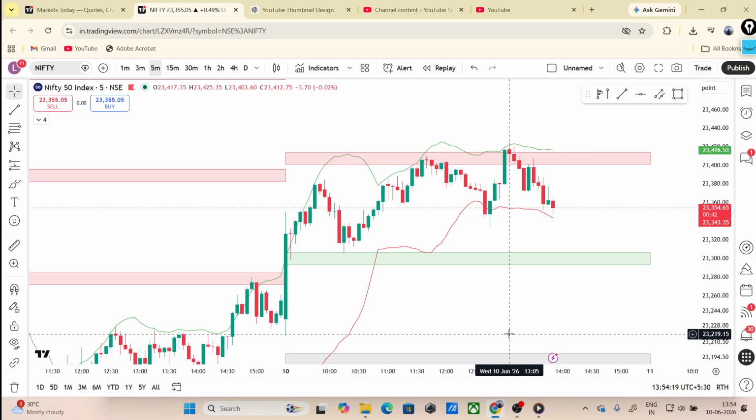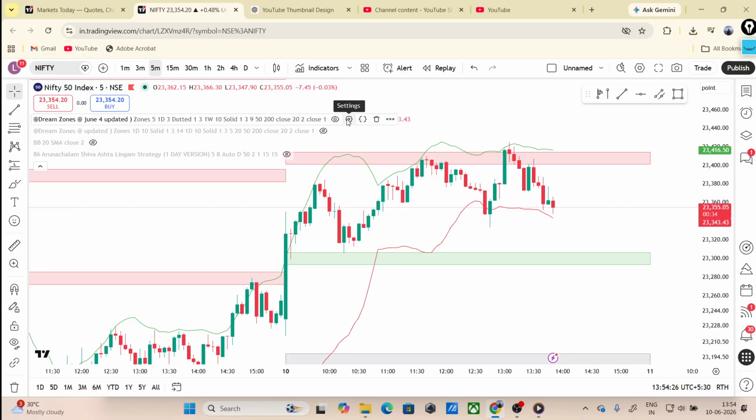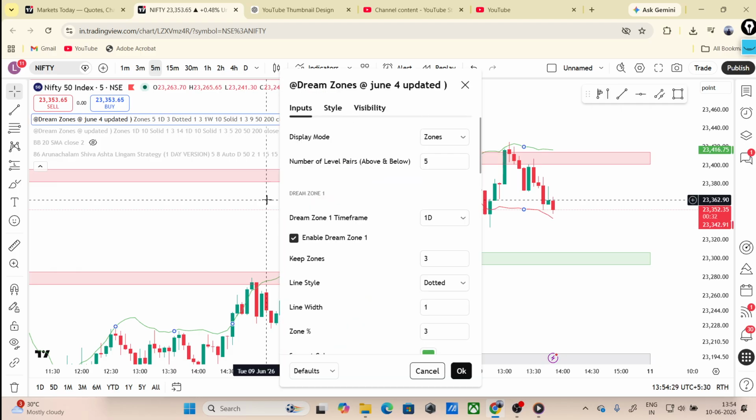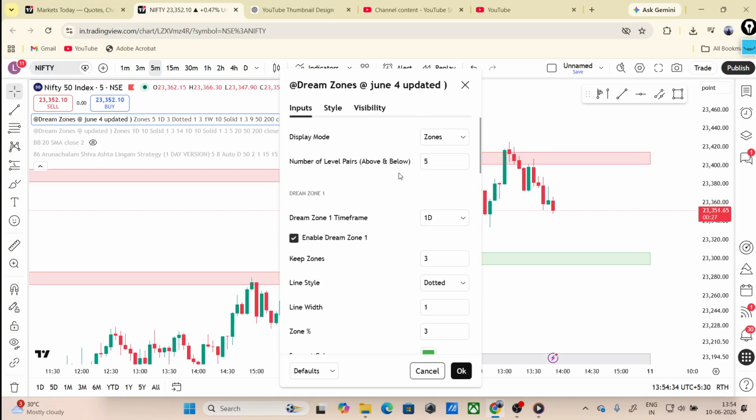Okay, let's come to the settings. The settings interface is very good, free for beginners. When you open the settings of the Dream Zone indicator, the input section has so many settings. The first setting is display mode. In this display mode there are zones, lines, and both, so three customizations are there.